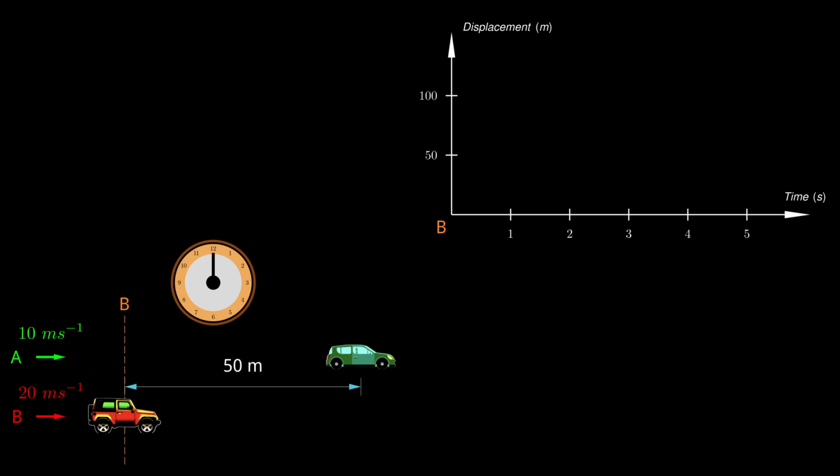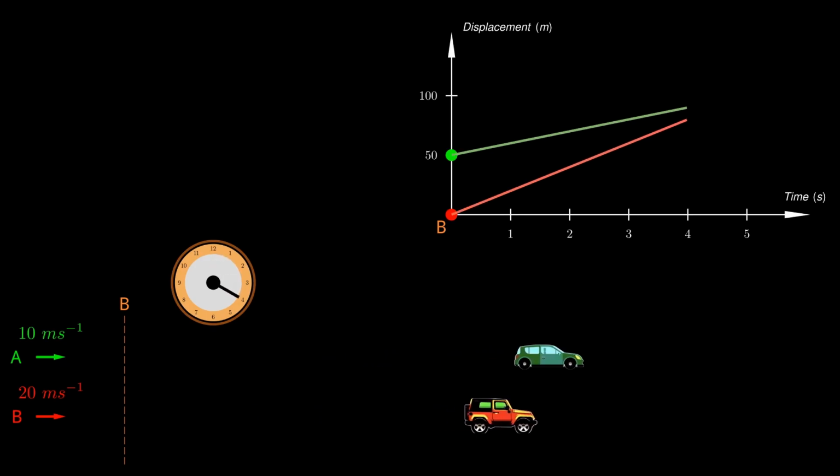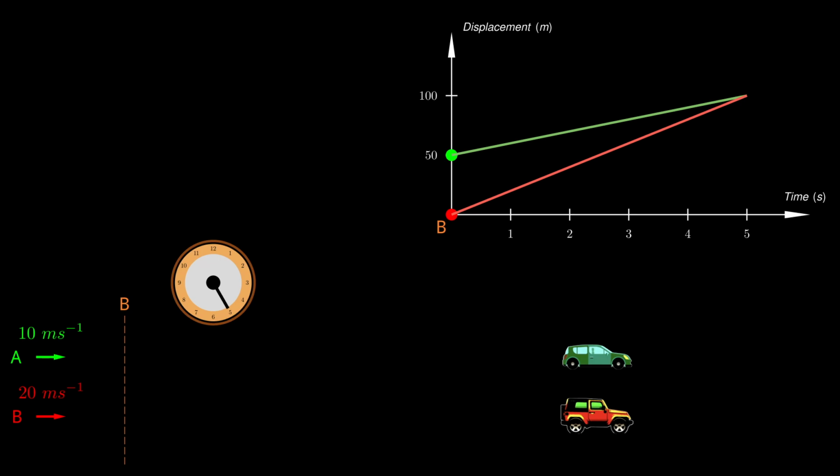Now, since we are measuring from vehicle B's position, the displacement of vehicle B will be 0 at the initial time. On the other hand, vehicle A is already 50 meters ahead of vehicle B at the start, so at time equals 0, vehicle A's displacement is 50 meters, in the positive direction. Let's plot these initial positions on the graph. From these points, we can then draw the displacement time graphs for both vehicles to visualize their motions and determine when vehicle B will catch up to vehicle A.